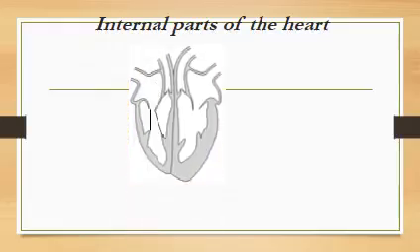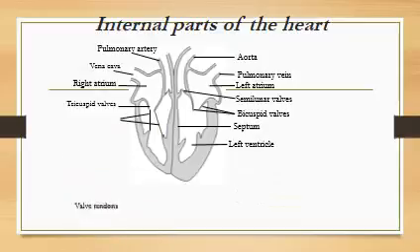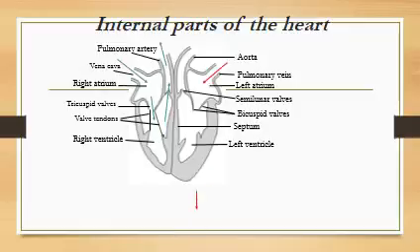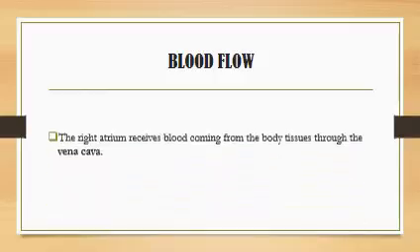Let's start by revising these parts. These are the various parts of the heart that we looked at last time, and the arrows are showing the direction of flow of blood. So that's the diagram that we will be referring to.